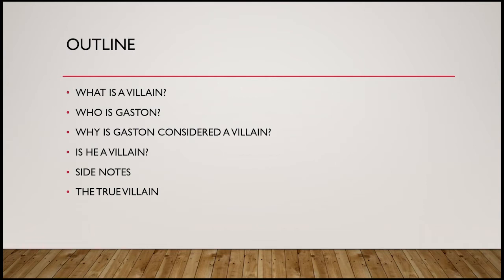So just to give a brief outline of where this presentation will go, first I'm going to talk about what a villain is. So general characteristics, some examples of traditional villains, and then I'm going to specifically look at a comparison between the 1991 animated Beauty and the Beast and the 2017 live action Beauty and the Beast. And we're going to focus on the character of Gaston. So talking a little bit about who he is, why he's considered a villain, if he's a villain. Spoilers, I don't think so.